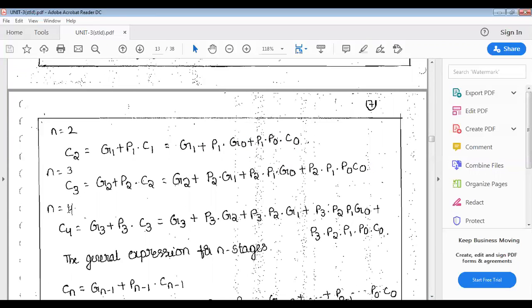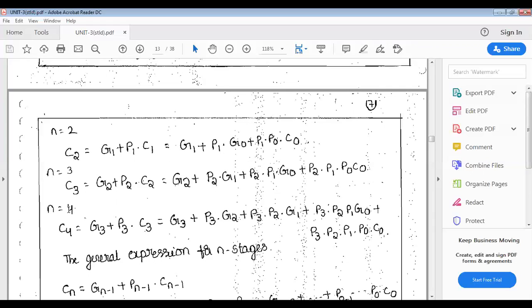So now we can substitute the C3 and multiply the P suffix 3. You see there, P suffix 3 with G2 plus P suffix 3 with P2 and G1. P suffix 3 with the third term, we can multiply the P2, P1, G0. And P suffix 3 is multiplied with the last term, P2, P1 and C0.